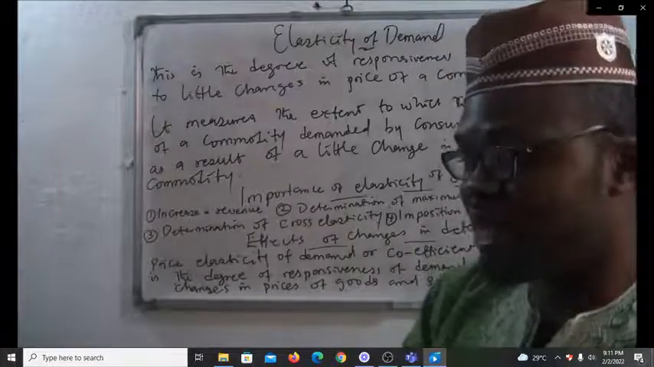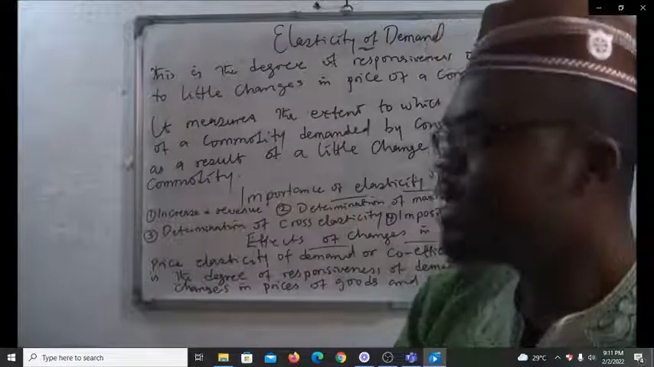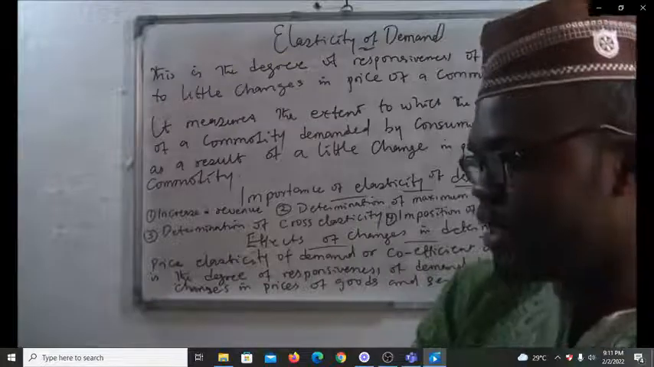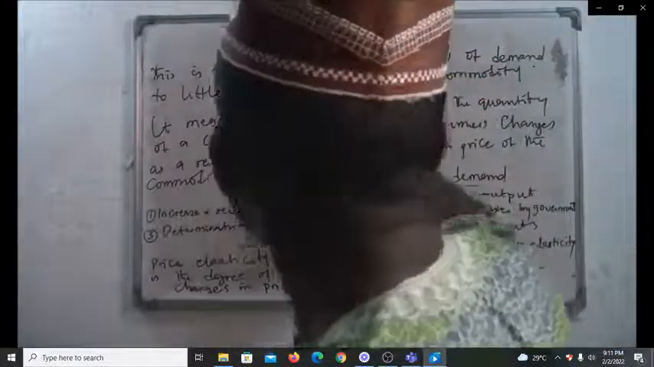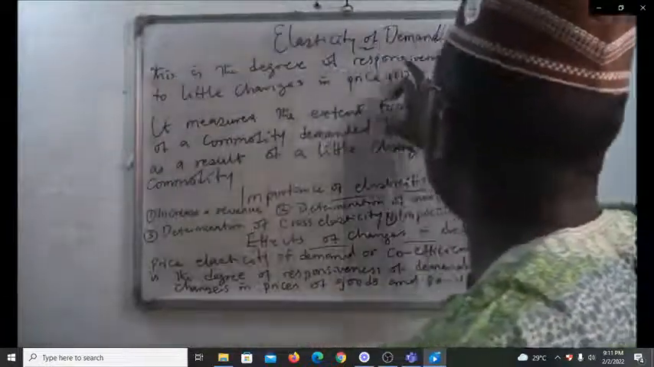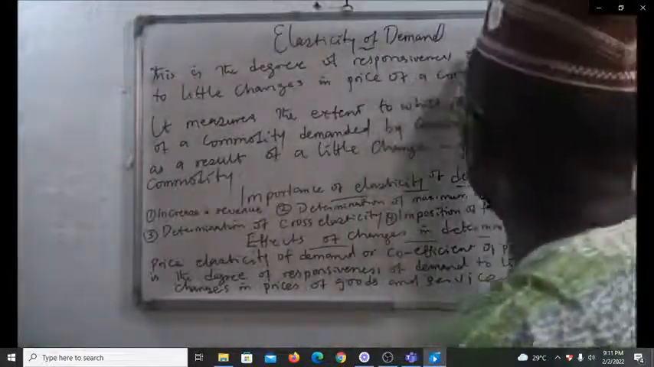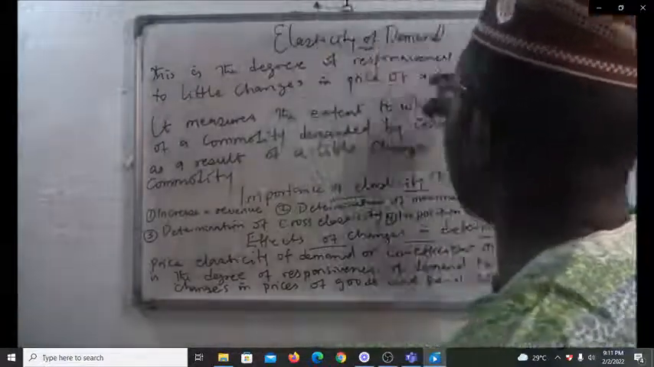But when you go to market for those goods that have substitute, once they are changing their price, what happens? Their quantity demanded will reduce immediately, because you will go for the other one. Is that clear? And that is what we call elasticity of demand. Price elasticity of demand. And we define it as the degree of responsiveness of demand towards little changes in price of the commodity.